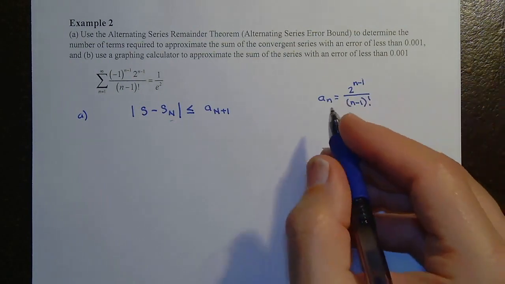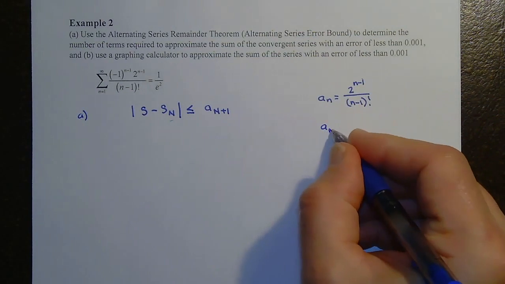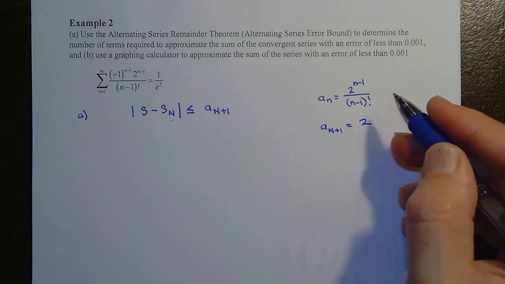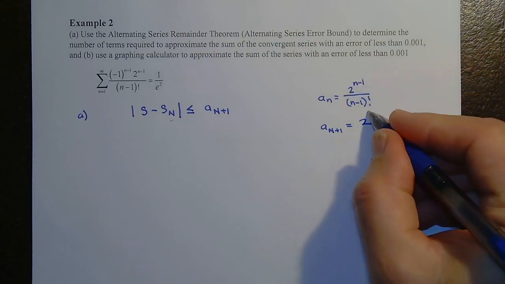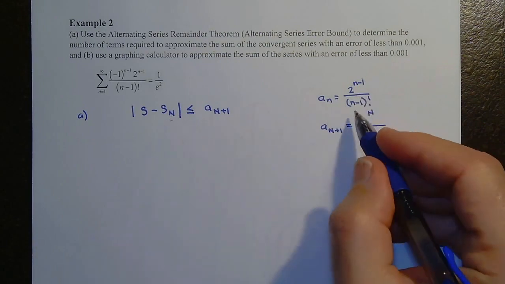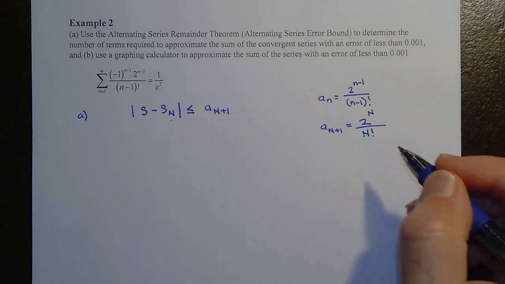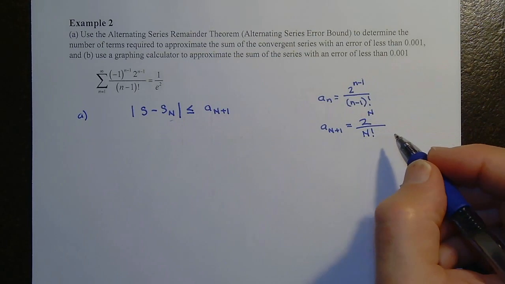So what is A sub N plus 1? A sub capital N plus 1 is equal to 2 to the capital N plus 1 minus 1, so that'd just be this capital N, which is the number of terms that we have to go out. And the same thing down here, but this would be N factorial. So N represents the number of terms that we're going to have to go out to.